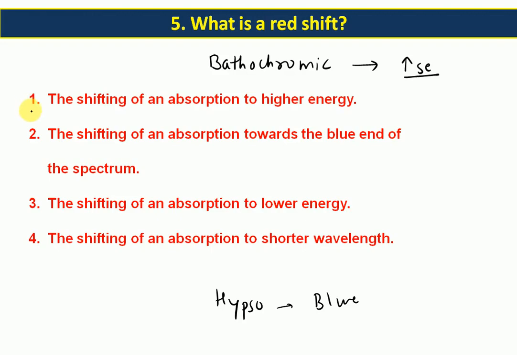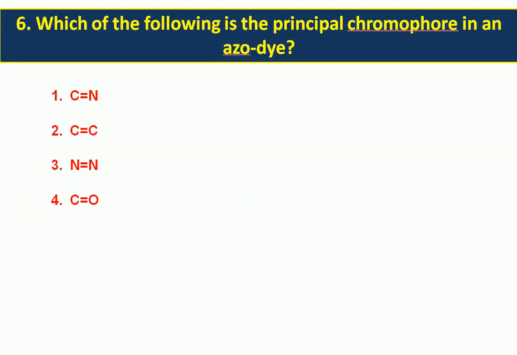Let us look at these options. The shifting of an absorption to higher energy is incorrect, because bathochromic is shifting to lower energy, higher wavelength. Shifting of an absorption towards the blue end, this is also not correct, because there is increase in wavelength and it is shifted to the red part of the visible spectrum. Third option is the shifting of an absorption to lower energy. Yes, it is correct. Lower energy, and that is increase in wavelength. So option 3 is the correct one. Let us go to the question number 6.